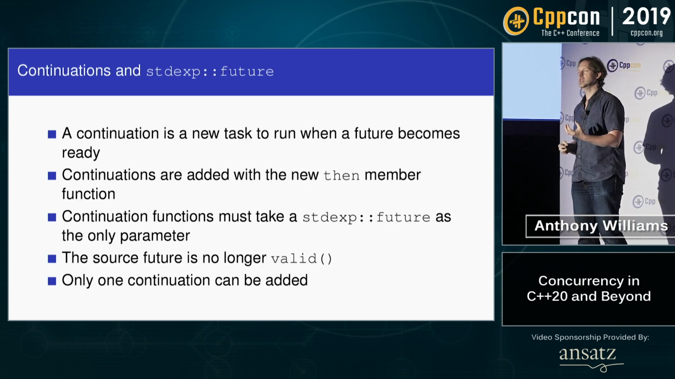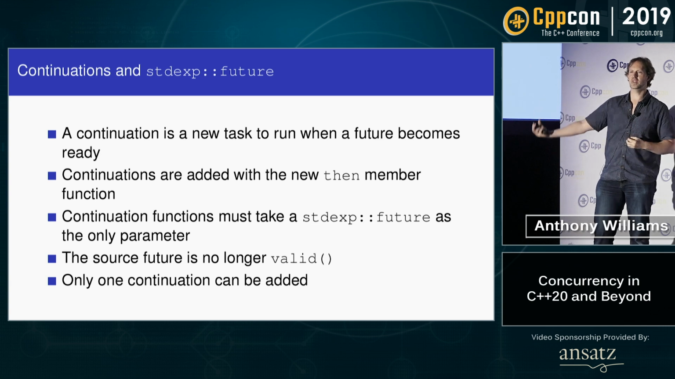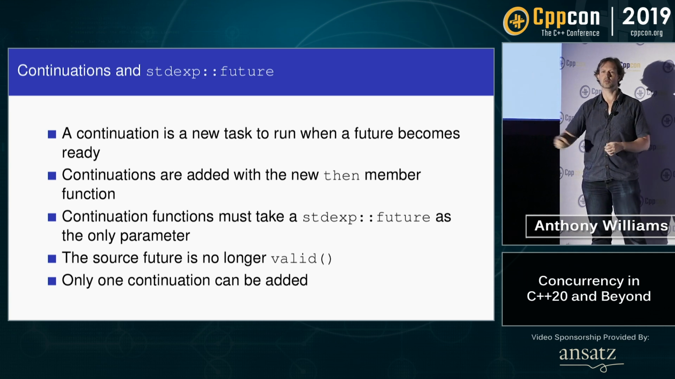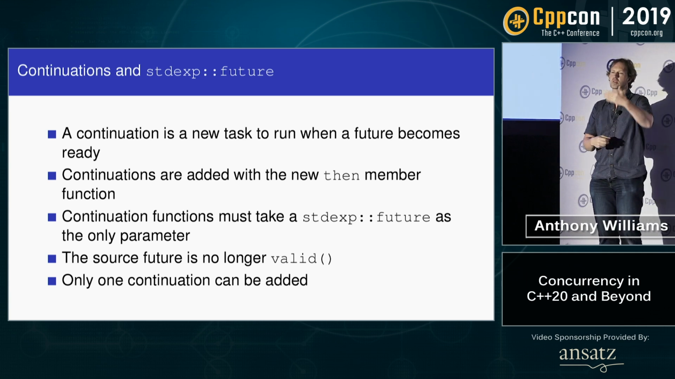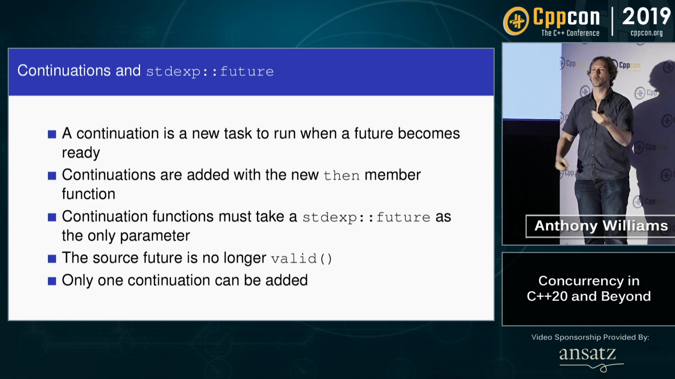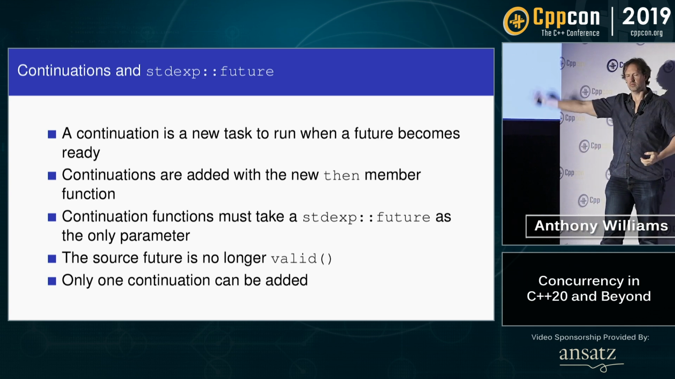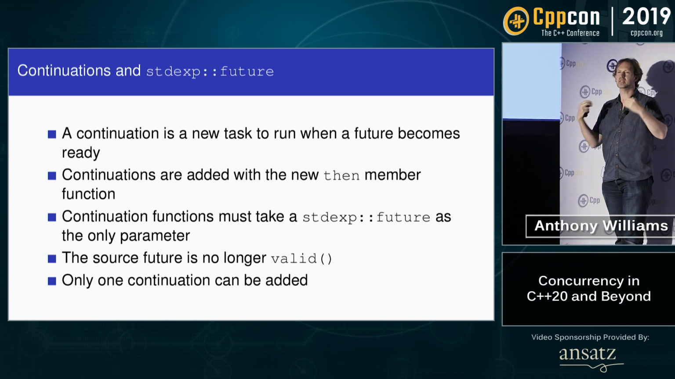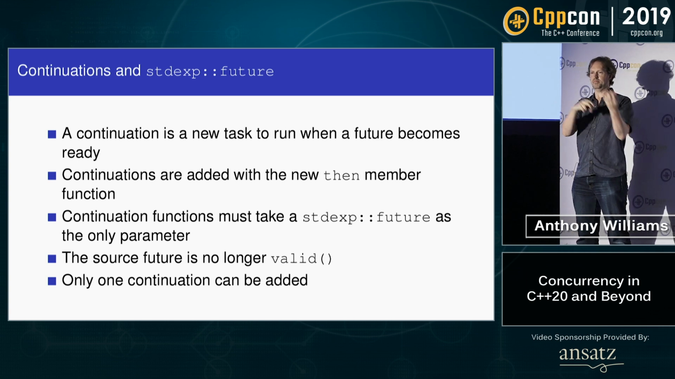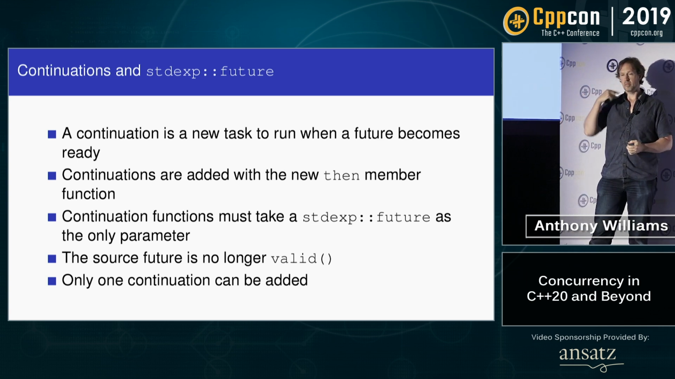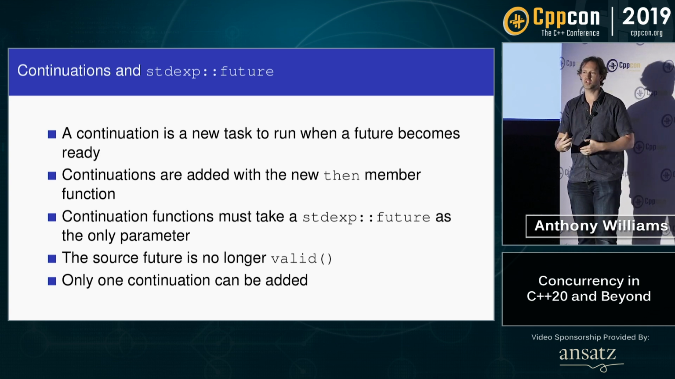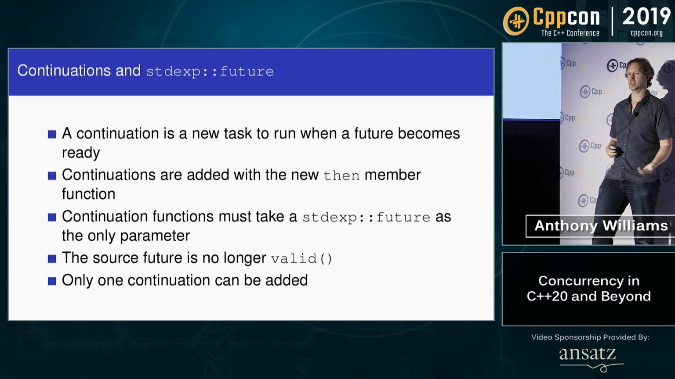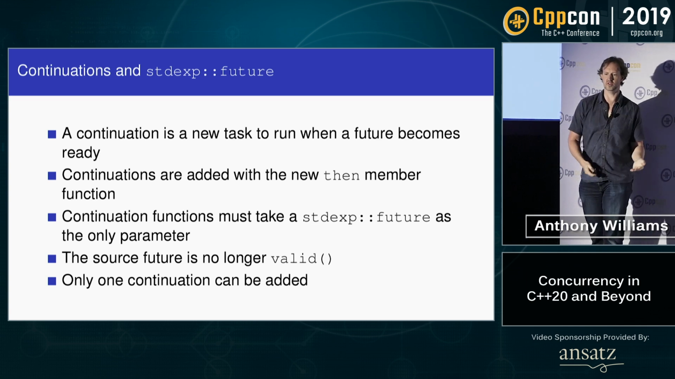The idea of a continuation is something that runs when the first task is finished, and we schedule it with the then member function. So we have a future, we say some future dot then my task, and when the future becomes ready, then it will trigger the continuation. In the Concurrency TS, the parameter takes the future by value, and because we've now scheduled this continuation, the original future is no longer valid. So only one continuation can be added if you're using just plain standard experimental future.